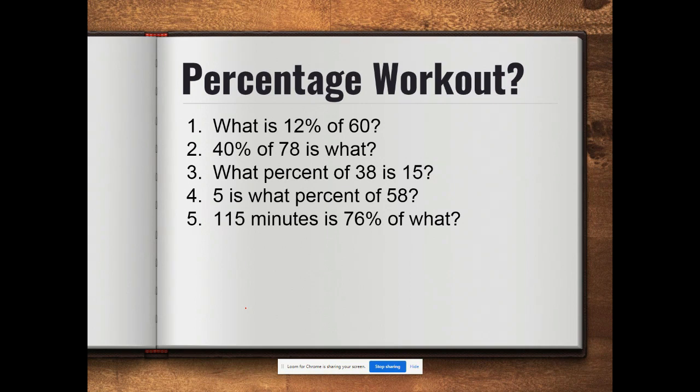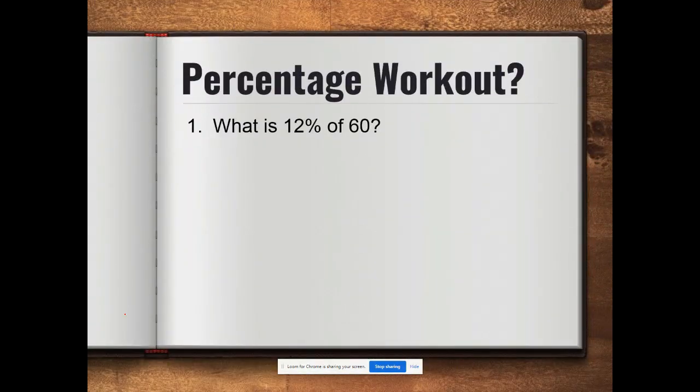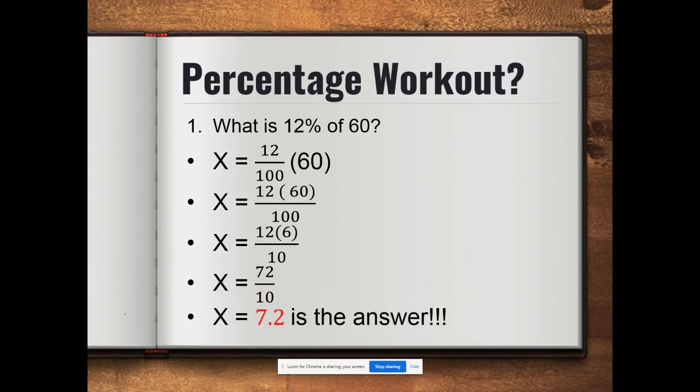Alright, I think you paused the video, so what I'm going to do now is show you the solution. First question: what is 12% of 60? So x is equal to 12 over 100 times 60. Then multiply the numerator and the whole number. Then simplify and simplify, and your final answer will become 7.2.